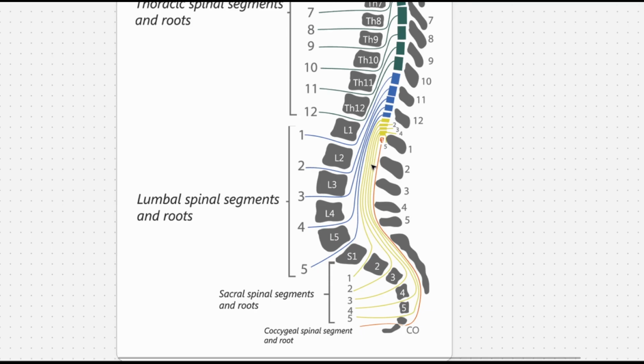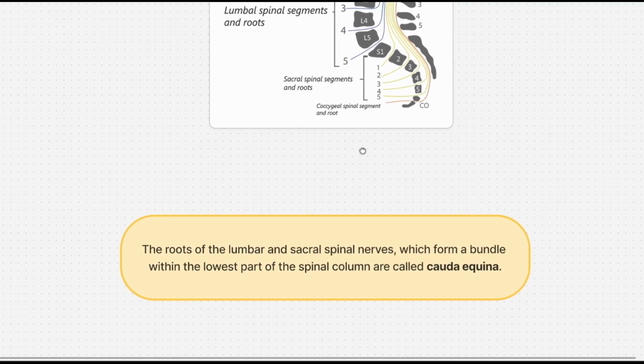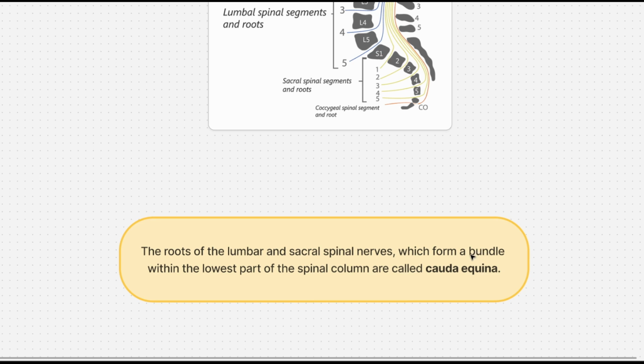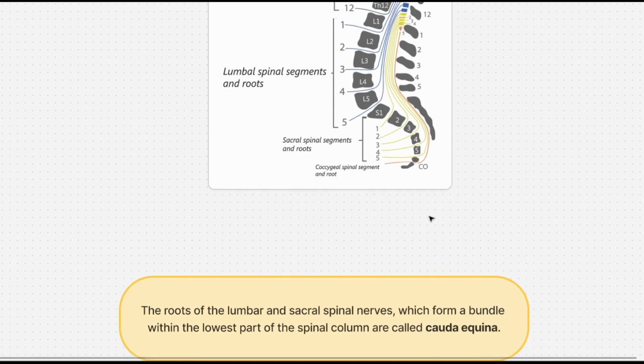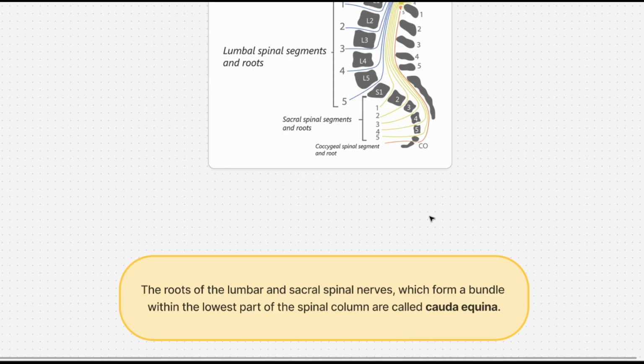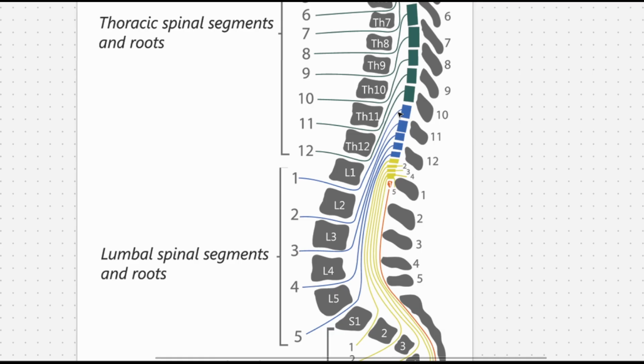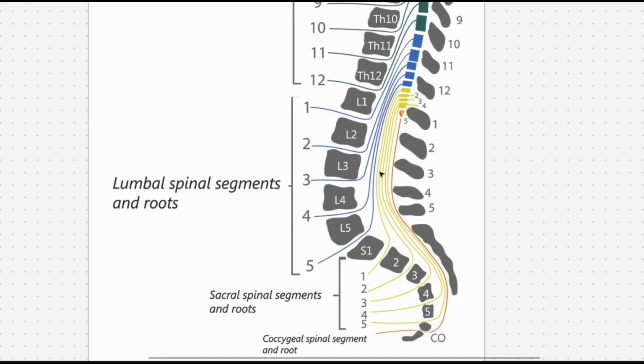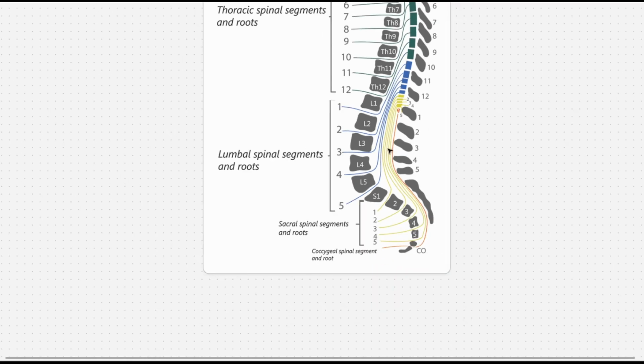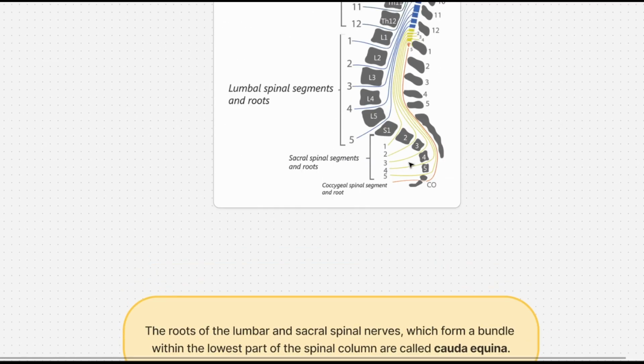And this is called the cauda equina, which I think means horse tail, because it looks like a horse tail. Starting from the lumbar, you can see that the nerves get more and more vertical, and they bundle up into this bundle of fibers. So it looks like a cauda equina, basically.